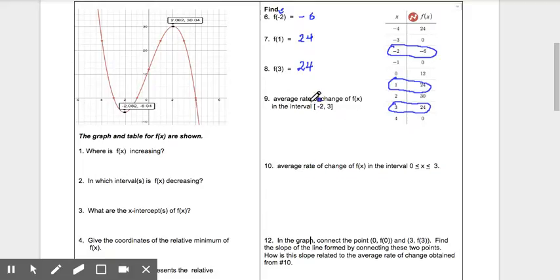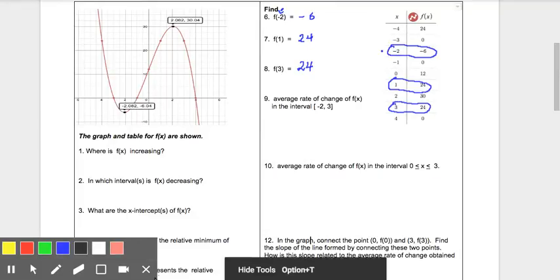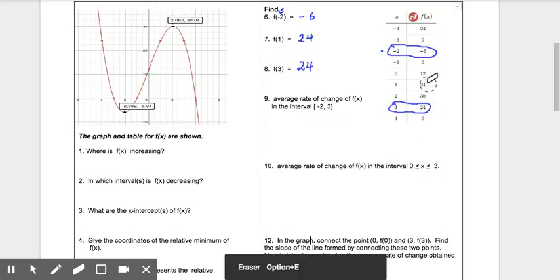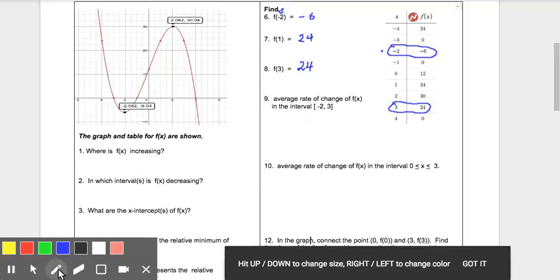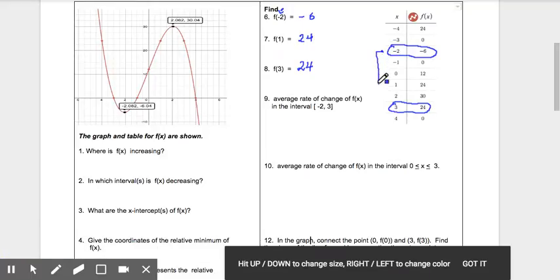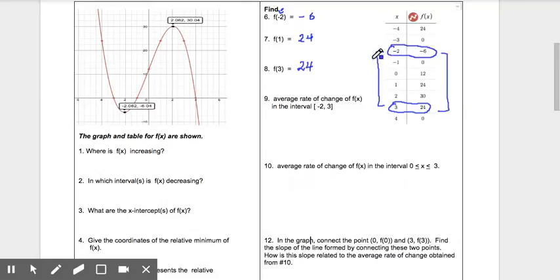Okay, so now we want the average rate of change of f of x in the interval negative 2 to 3. So from x equals negative 2 to x equals positive 3. So let's just take this out. Okay, so from negative 2 to 3, what is the rate of change in y? So what is the change in y in this interval? So that means we want to find f of 3 minus f of negative 2.